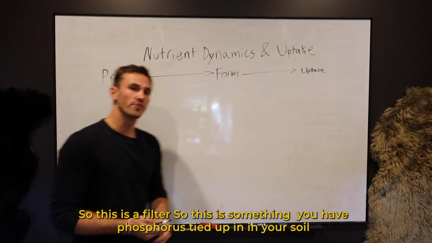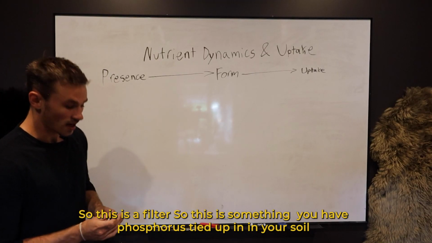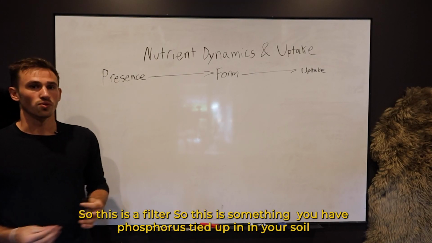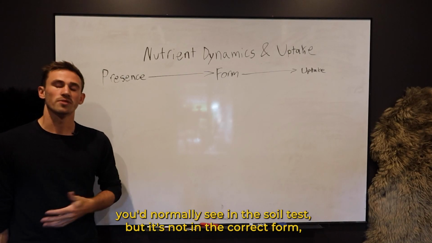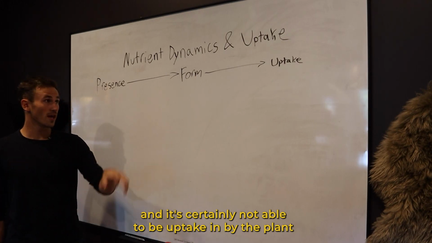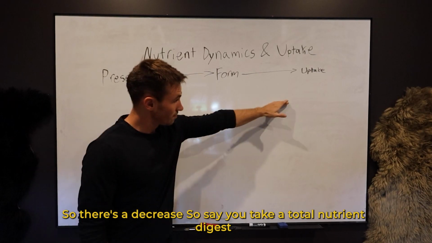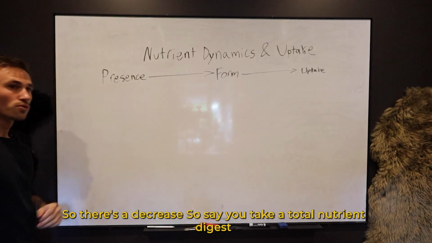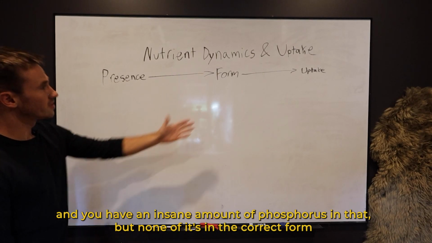So this is a filter. So this is something like you have phosphorus tied up in your soil. If you took a total nutrient digest, it would be off the charts, way above what you'd normally see on a soil test, but it's not in the correct form and it's certainly not able to be uptaken by the plant. So there's a decrease, right? Say you take a total nutrient digest and you have an insane amount of phosphorus in that, but none of it's in the correct form.